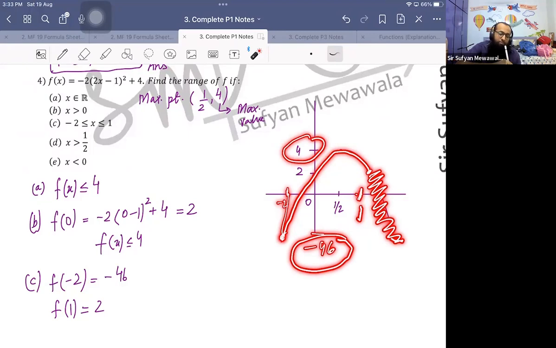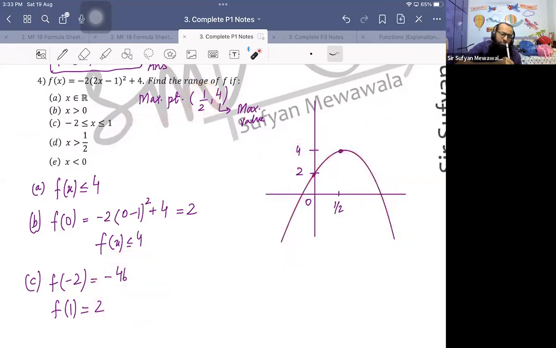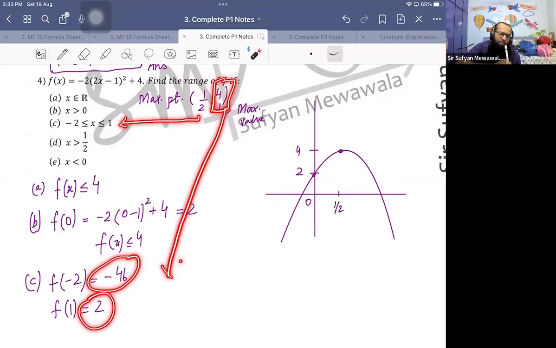अब अगर देखा जाए तो एंड पॉइंट्स में एक वैल्यू -46 और एक 2 है. So we can give answer -46 till 2. But we will not give answer -46 till 2, but we will give answer -46 till 4. Why? Because the x coordinate of turning point is included within the domain -2 till 1. Therefore, the answer of range will not be based on only -46 and 2, but we will also consider 4. Because the x coordinate is included in the domain, the y coordinate will be included in the range.